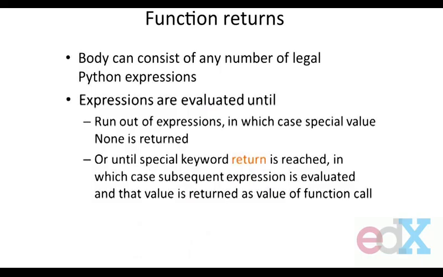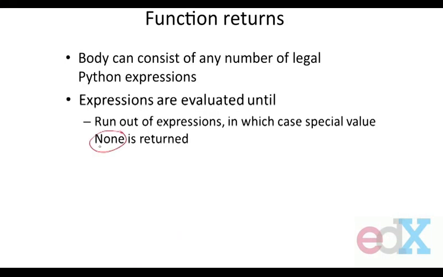Well, I said the body can be any legal Python expressions. And in the process, when I invoke or call a procedure definition, having bound the variable names to the values, I will simply execute or evaluate each of the expressions of the body in turn until one of two things happens. Either I run out of expressions, I get to the end of the body, in which case a very special value called None is returned, and that is the value of the computation.